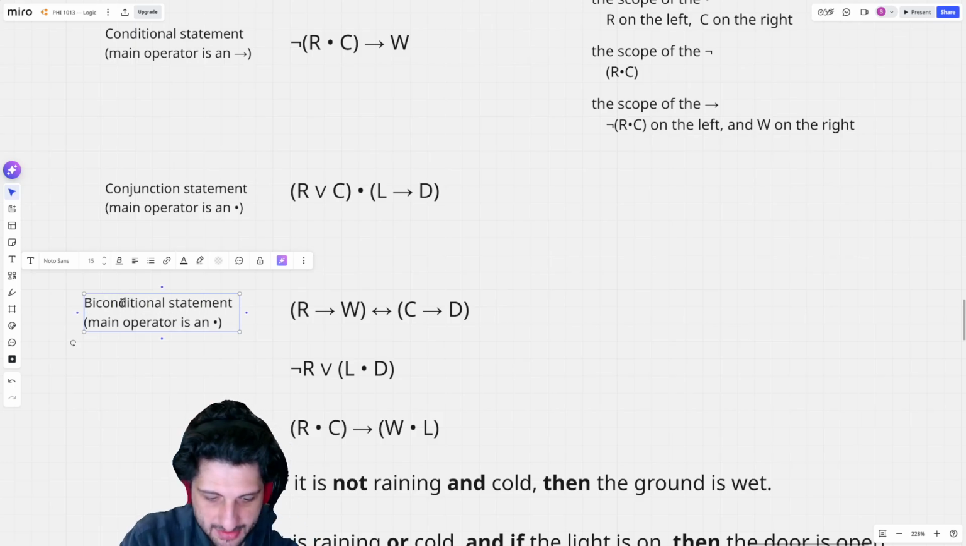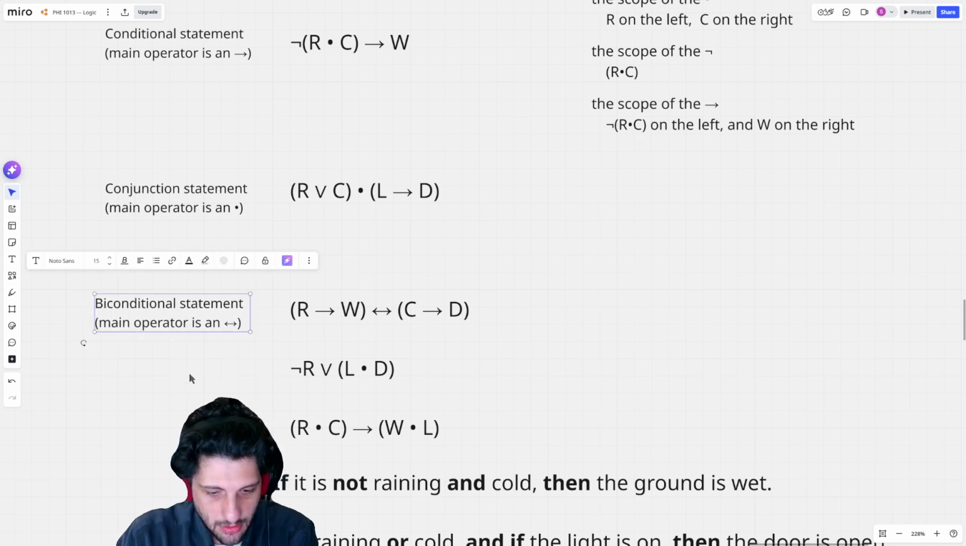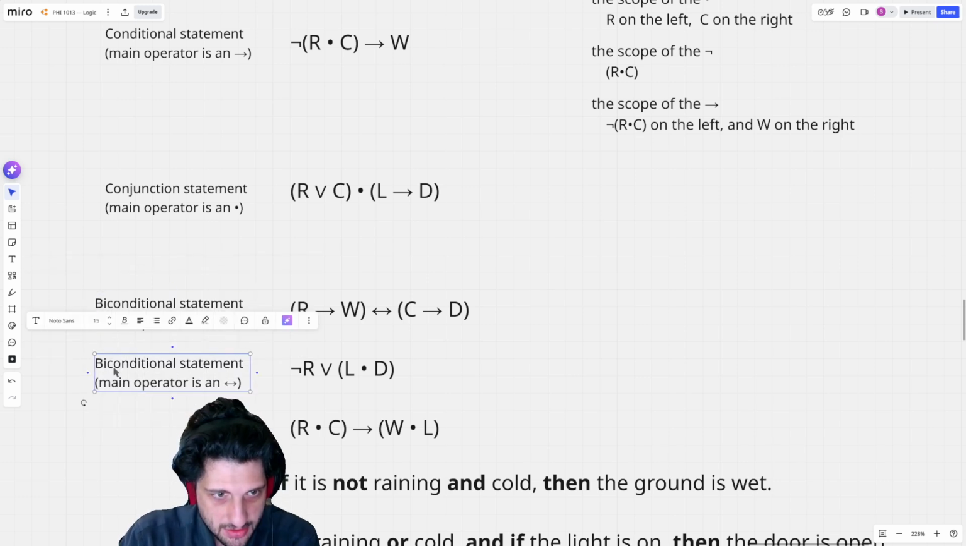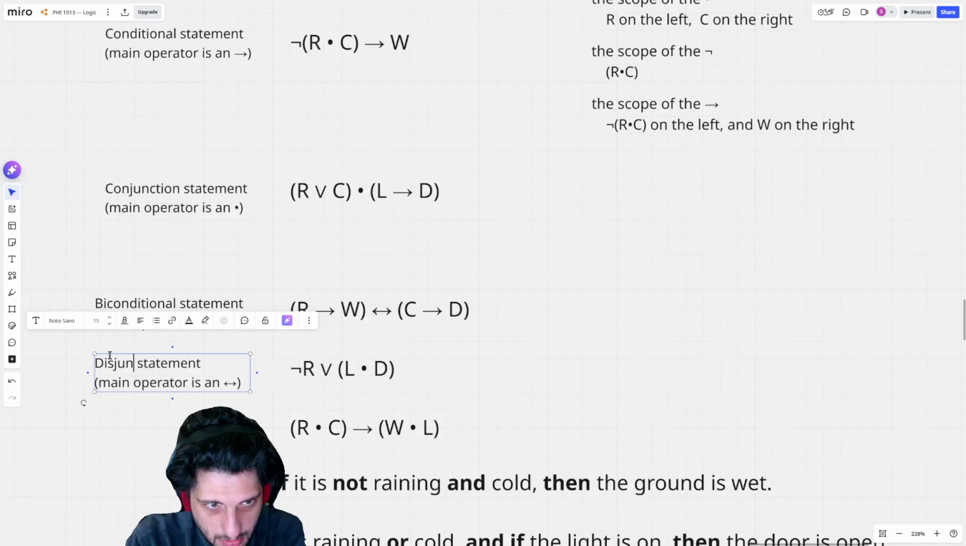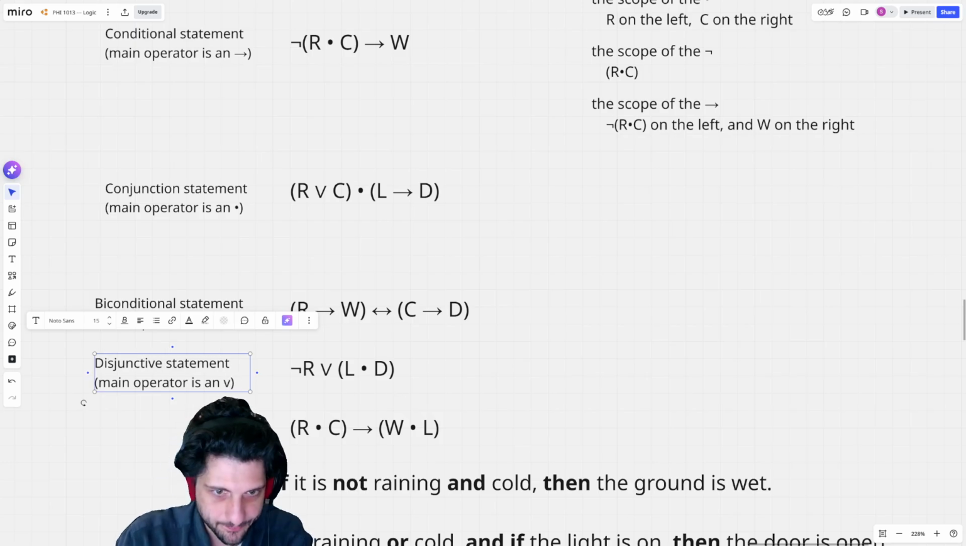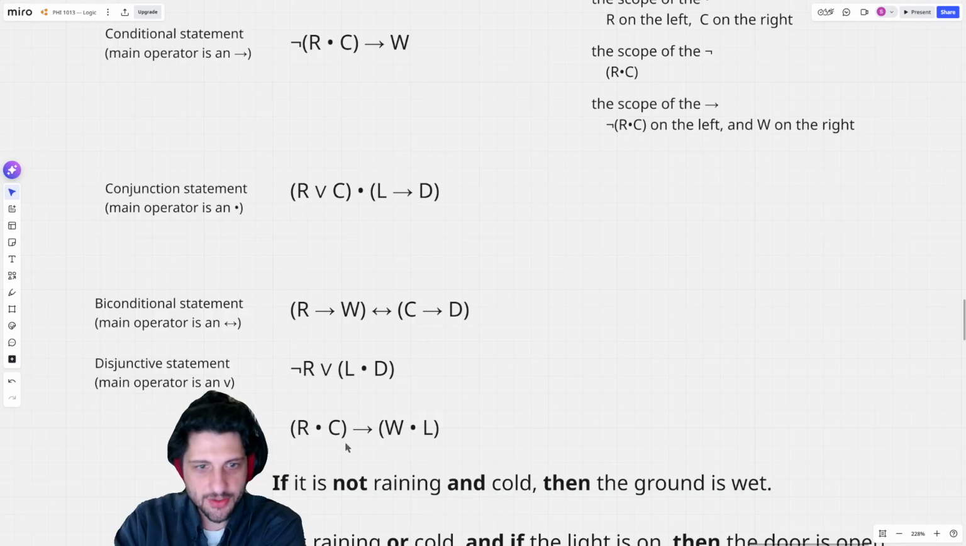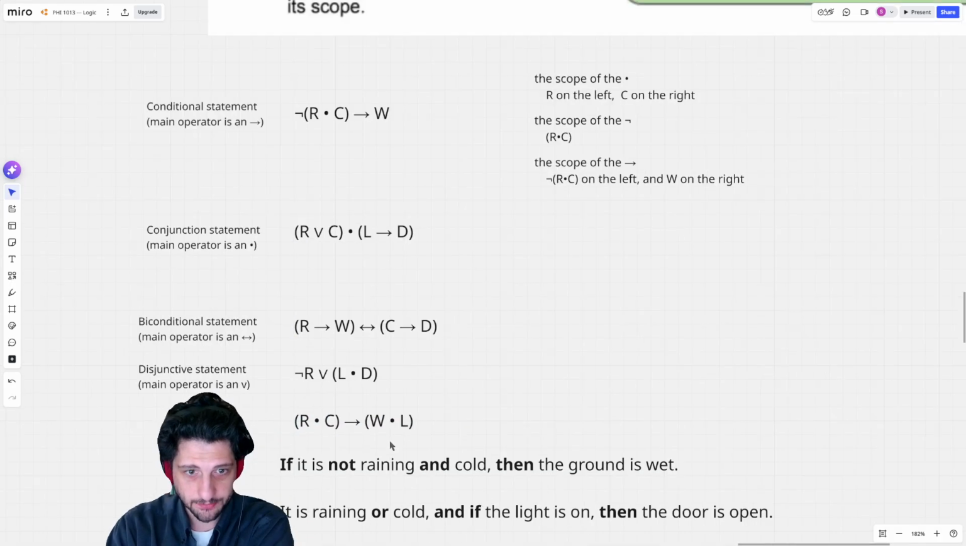Main operator is a biconditional. And then a disjunctive statement. Main operator is an or. And then, of course, this one down here, this is another conditional statement, right?